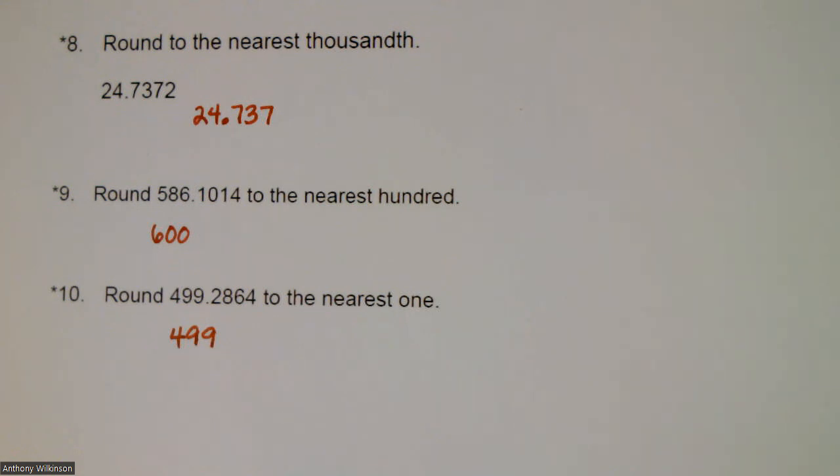Okay, so that does conclude this short review on rounding, which is going to be beneficial when we discuss section 3.7, dealing with uncertainty.